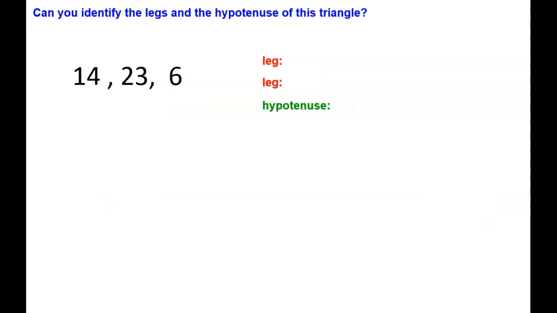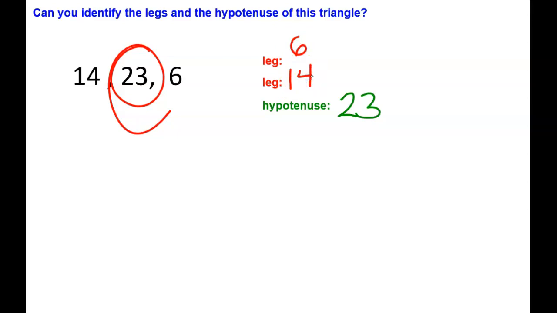How about this? What if I didn't give you a picture? Do you remember what the rule is? How do you know which one is the hypotenuse? That's right. It's the longest side. So the hypotenuse is 23. And it doesn't matter how I write the legs. One is 6 and one is 14. I think you're catching on.